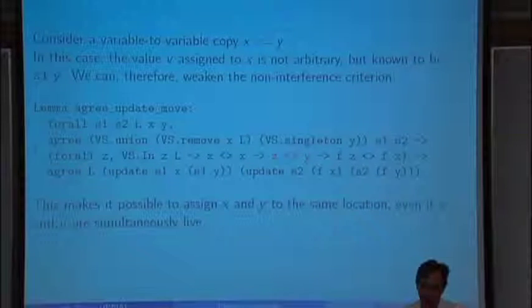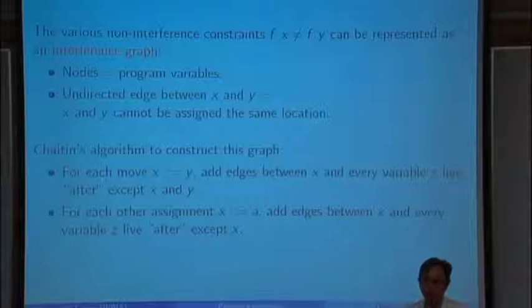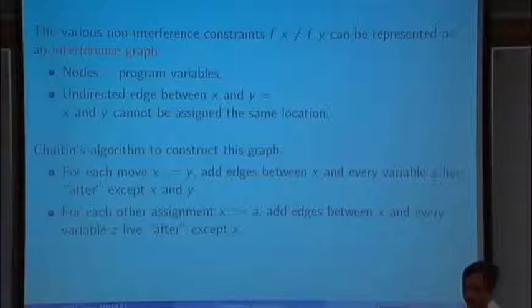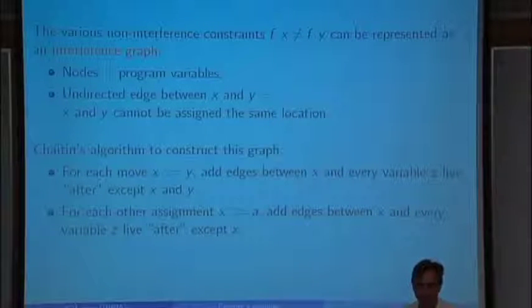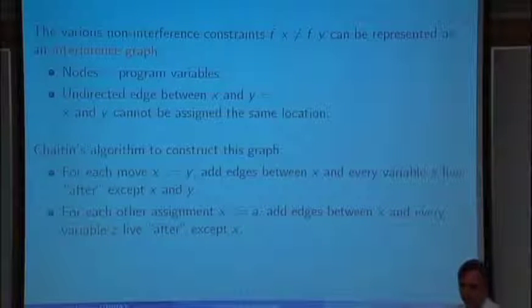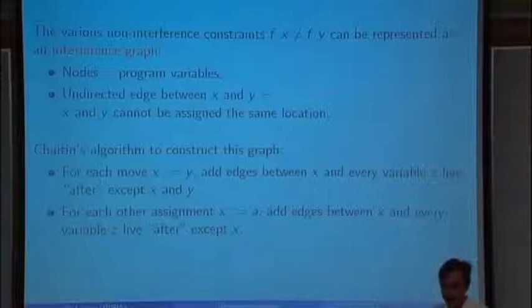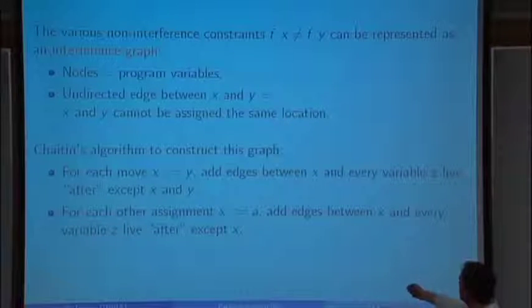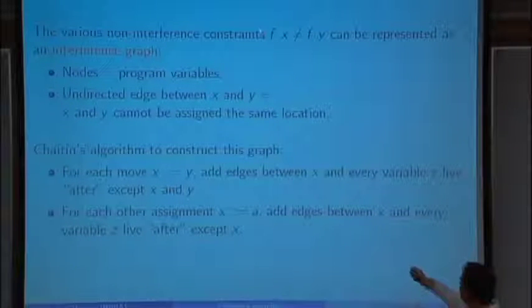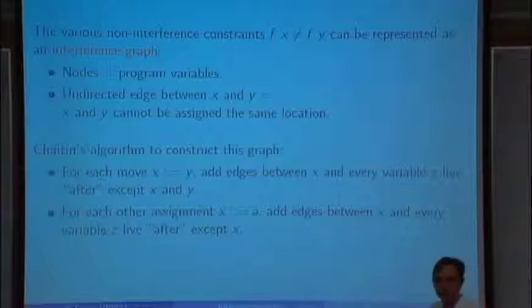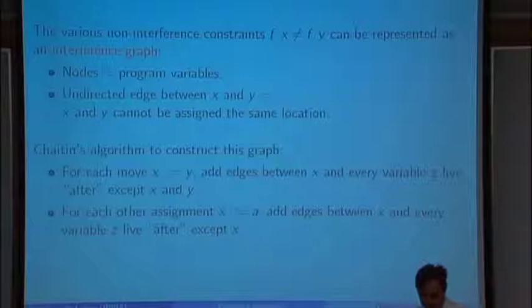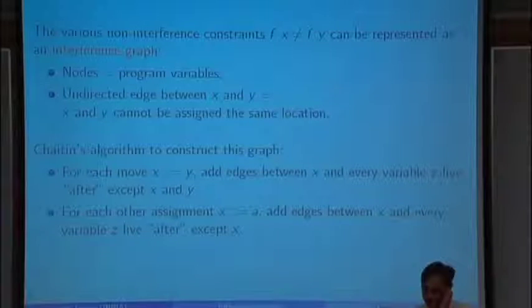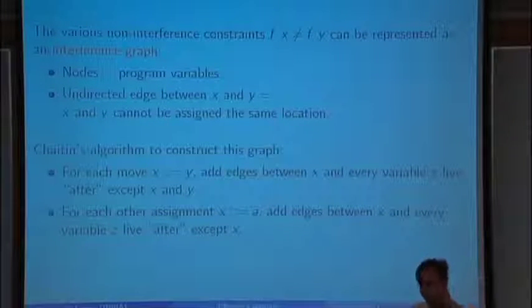And there's a nifty way to summarize those various constraints, f of x different from f of y for certain pairs x, y. It's a so-called interference graph. So it's an undirected graph with program variables as nodes and edges between x and y if x and y cannot be assigned the same location. So there will be an edge between x and y if there is one such constraint that must be honored. And that was invented by Gregory Chaitin in the early 80s.